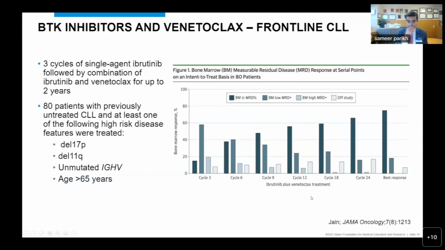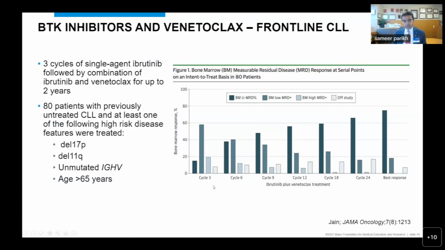So what about the combination of BTK inhibitors and venetoclax? This study was led by Dr. Nitin Jain at the MD Anderson Cancer Center, and this is the first study looking at ibrutinib plus venetoclax, where 3 cycles of single-agent ibrutinib were given, followed by a combination of the two for 2 years.